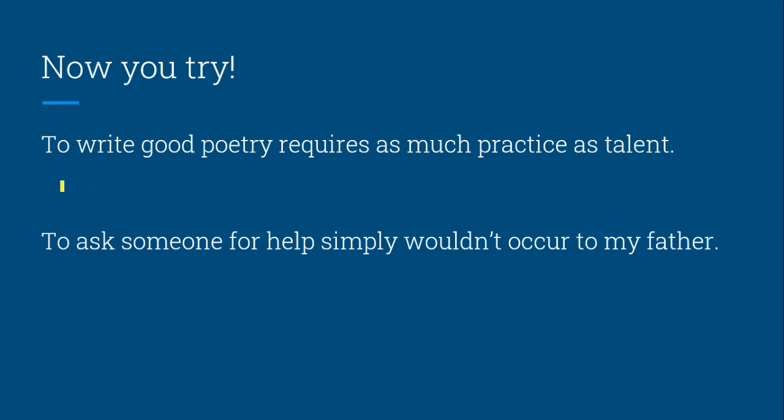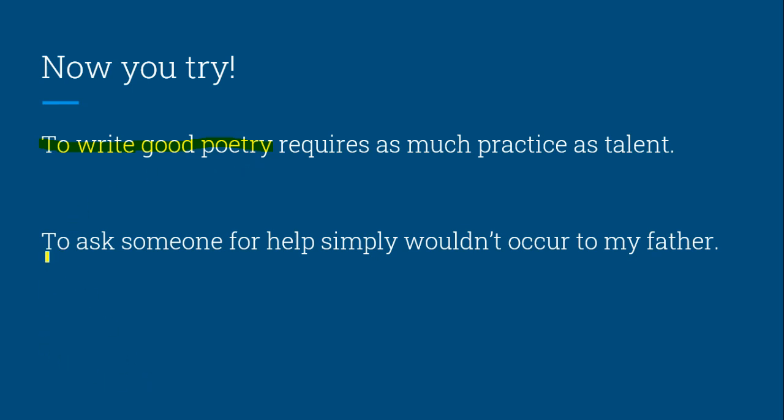First, we need to find our infinitive. Let's read through the sentence. To write good poetry requires as much practice as talent. We can see that to write is right here at the beginning. It's an infinitive form. Write is our verb with to before it. Good poetry accompanies this as a part of our clause because we can tell that requires as much practice as talent is referring to the writing of good poetry.